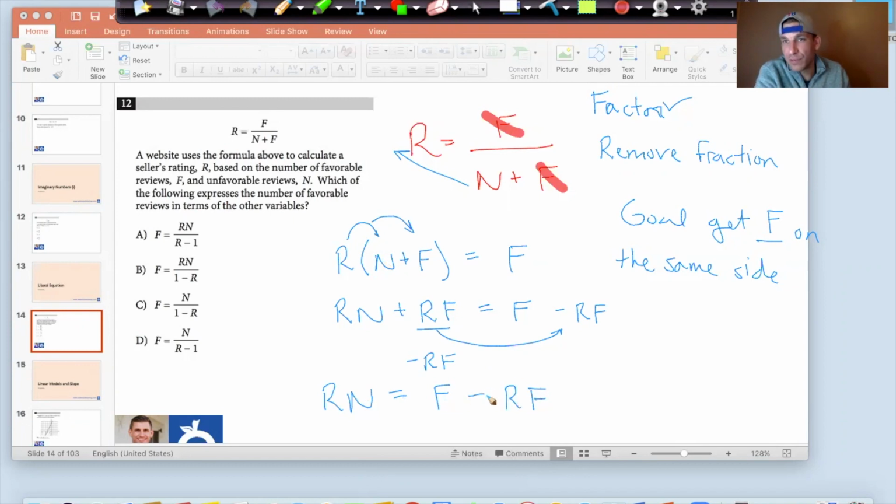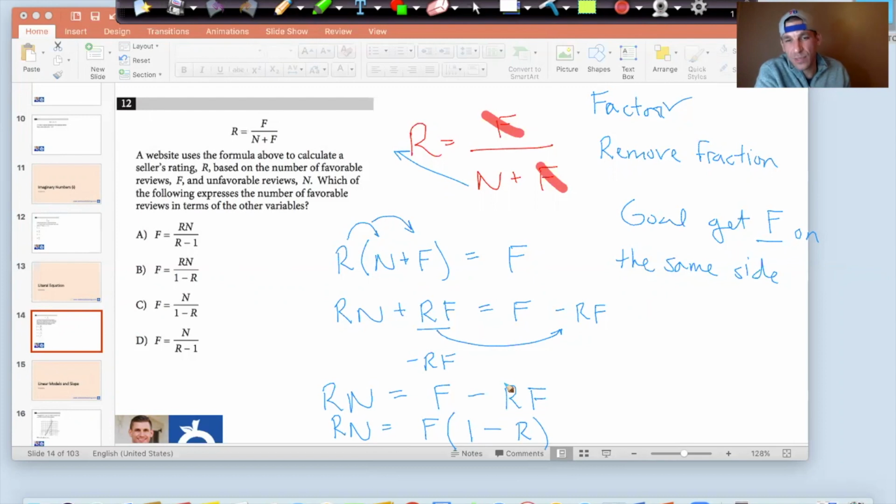Now's the part where I want to factor. And if I factor here, I will get f by itself. And that's exactly what I'm going to do. So here, I'm going to get Rn equals f, and I'm going to factor this out, and I'm going to get 1 minus r, right?